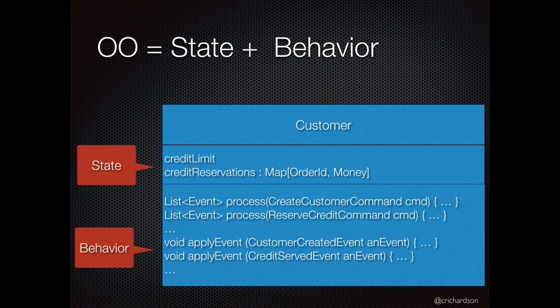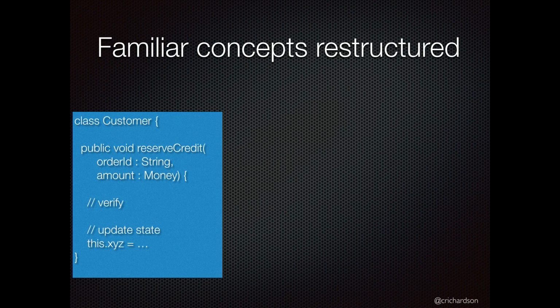And then the behavior is represented by two kinds of methods. A process method that takes a command and returns a list of events, and an apply event method that takes an event and updates the state of the aggregate. So we've structured the domain logic in a slightly different way. You could think about how you would do this using a standard approach. You'd have a method such as reserve credit that takes the order ID and the money. It does some verification, including the credit check, and if the credit check succeeds, then it updates the state.